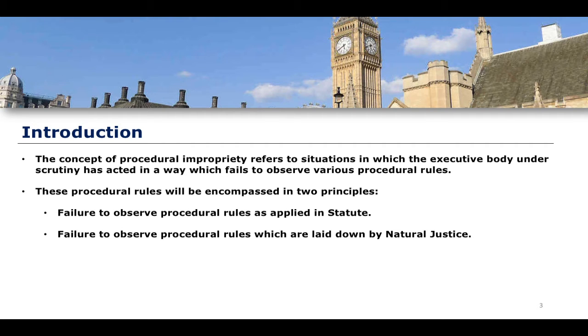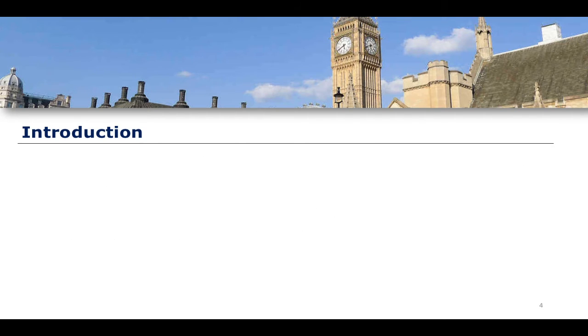Alternatively, we can think about the failure to observe procedural rules which are laid down by the principle of natural justice. The principle of natural justice is a little bit more vague, a little bit more holistic, but it does come attached with it a number of important elements and principles that we will get to in future lessons' time. But generally speaking, we can distill the idea of procedural rules into either rules relating to statute or rules relating to natural justice.